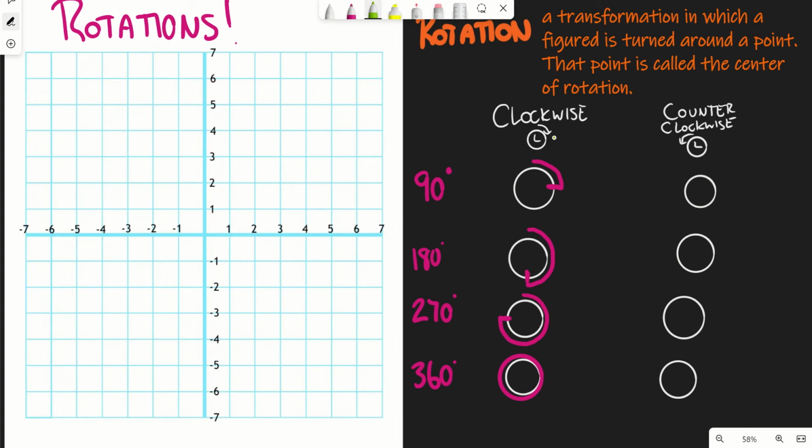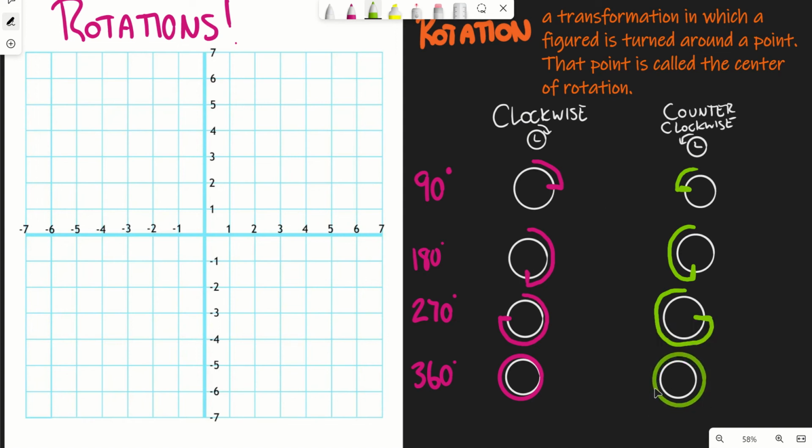That works similarly for counterclockwise. Counterclockwise, I start at the top. I go 1/4 turn to the left. 180 takes me 2/4 turns to the left. 270 takes me 3/4 turns to the left, and 360 takes me all the way back around again.